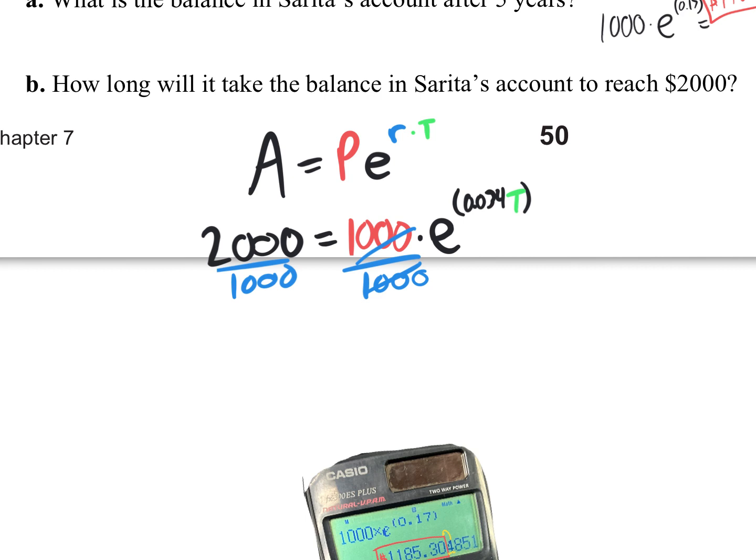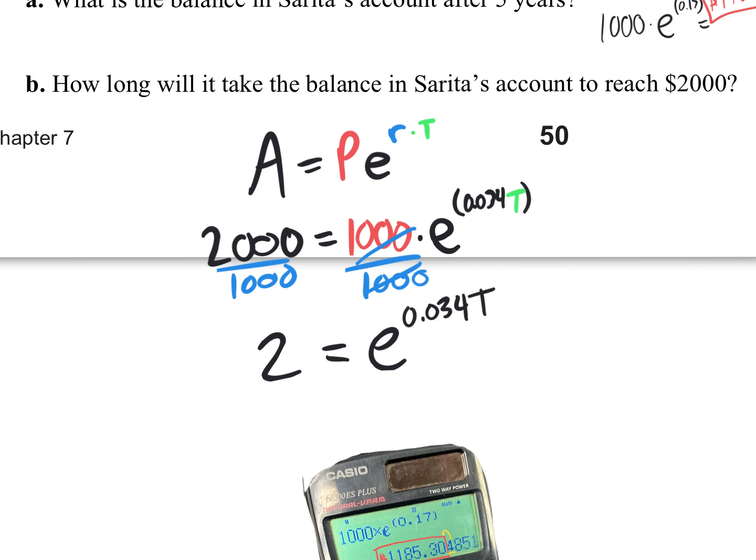2,000 divided by 1,000, that's just 2. 2 equals e to the 0.034t. And now we want to bring that exponent to become a regular term. We don't want the t as an exponent. So how do we undo an exponent situation? With the logarithm. In this case, log base e, thank you very much, which is technically ln.